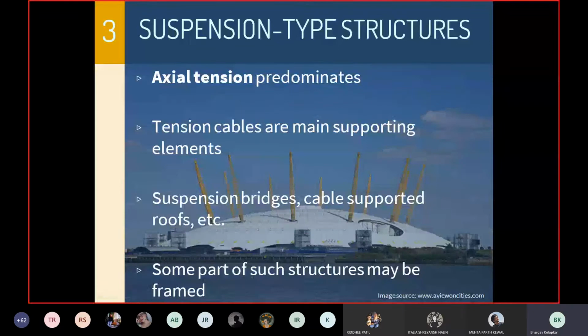Then suspension type. In these types of structures, the name itself suggests that axial tension predominates. In the majority of these structures, tension cables are the main supporting elements. Examples include suspension bridges, cable supported tubes, etc. Even though the structure is called suspension type, some part of the structure may be frame. For example, the picture in the background shows a suspended roof, but it is suspended through a frame structure. Even with suspension bridges, say the Golden Gate Bridge, though the deck is suspended, the suspension cable itself rests on a frame structure, which is the pier of the bridge.